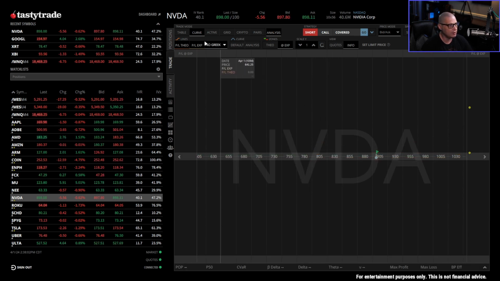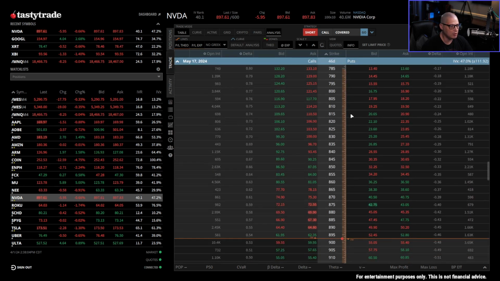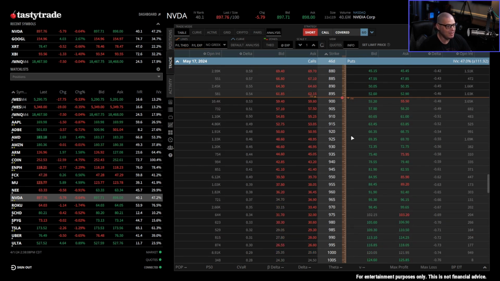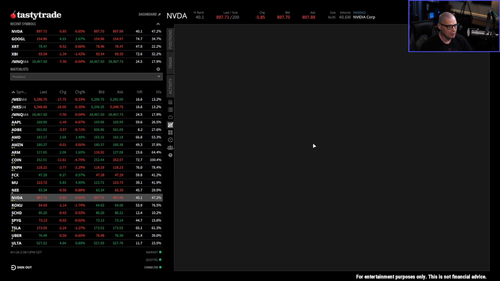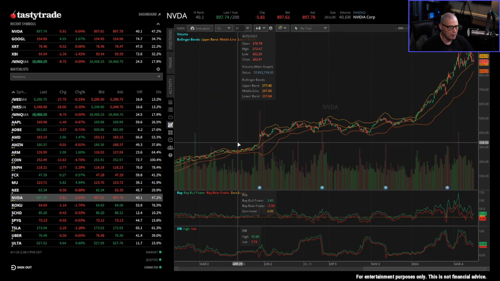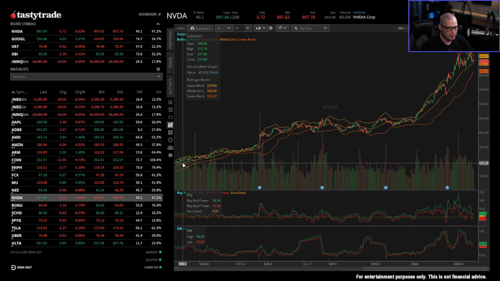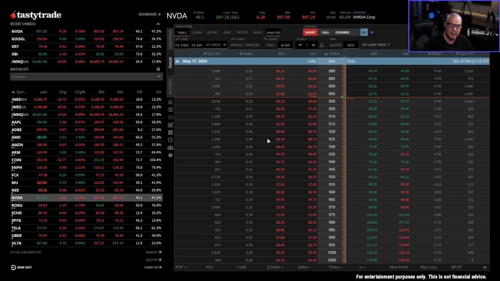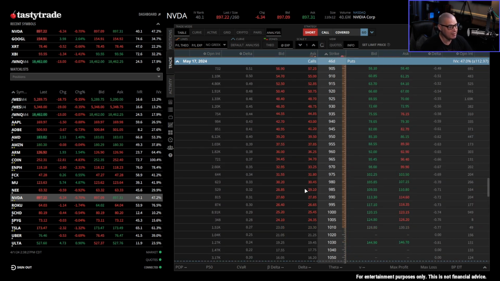And of course, all of this can be done with calls as well. So if you wanted to do a short call in NVIDIA, which would be an extremely dangerous thing on a stock that's this high priced, and also a stock that's been doing nothing but going up in price. So here is the chart. I mean, look at this thing. It's gone from under $200 to nearly $1,000 in the last year. You would never sell a naked short call in this thing. You would be crazy to do so.